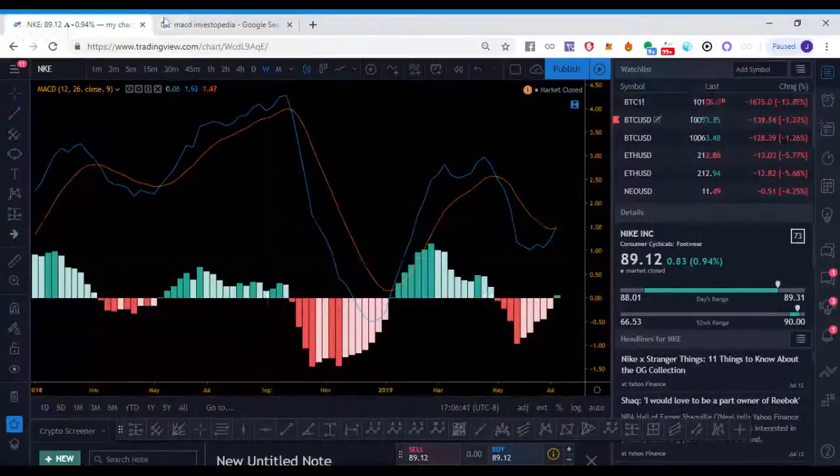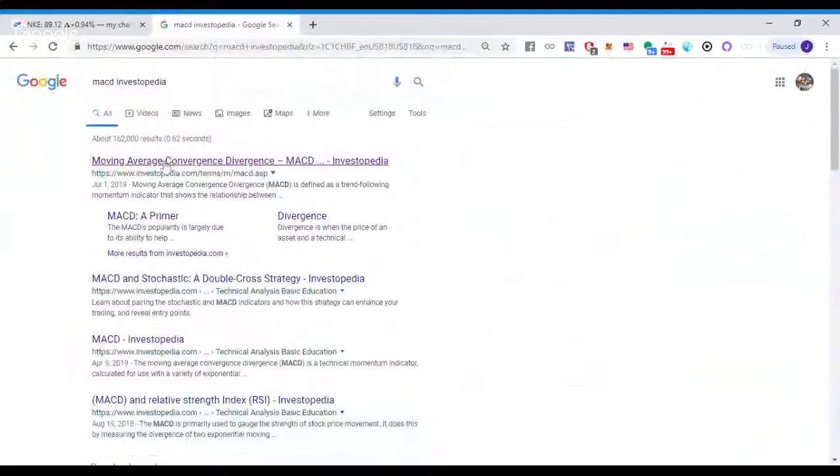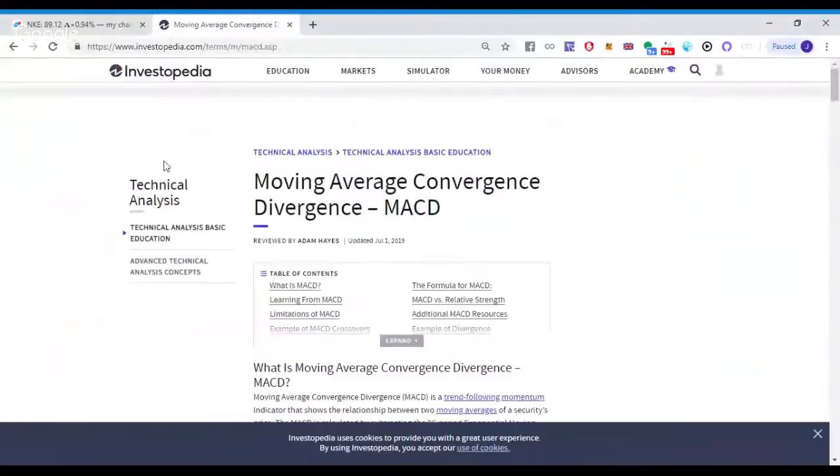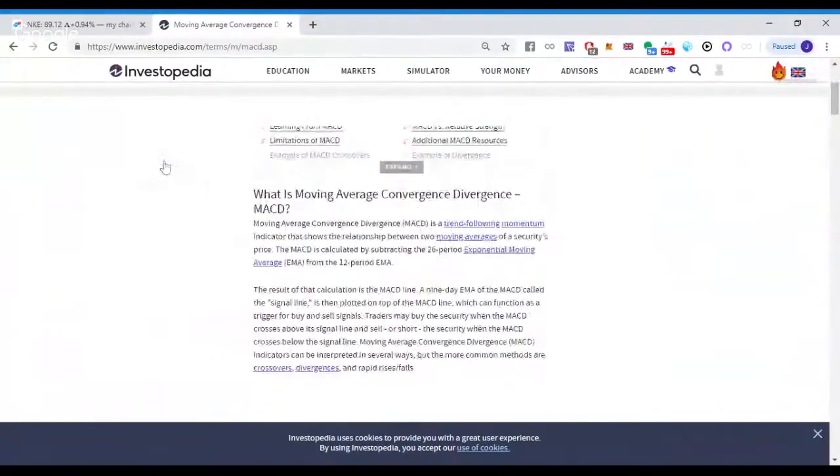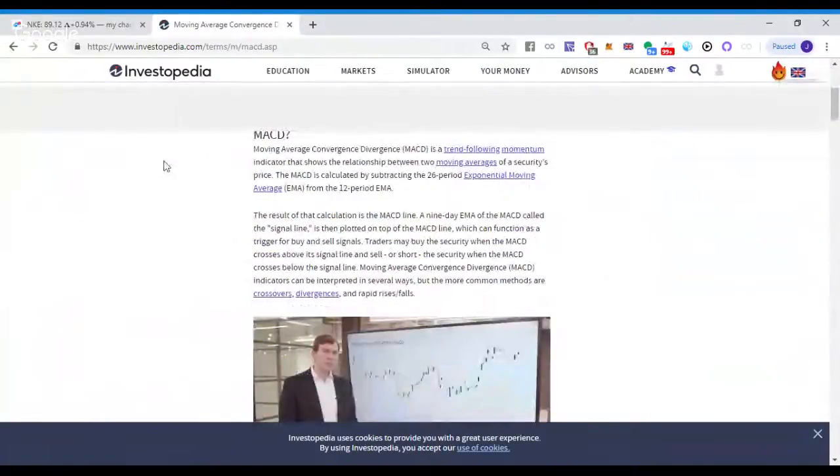So with the MACD, let's go over to it. MACD is moving average convergence divergence, and it is a trend following momentum indicator that shows the relationship between two moving averages of a security's price. The MACD is calculated by subtracting the 26-period exponential moving average, the 26 EMA, from the 12-period EMA. The result of that calculation is the MACD line. A 9-day EMA of the MACD, called the signal line, is then plotted on top of the MACD line.